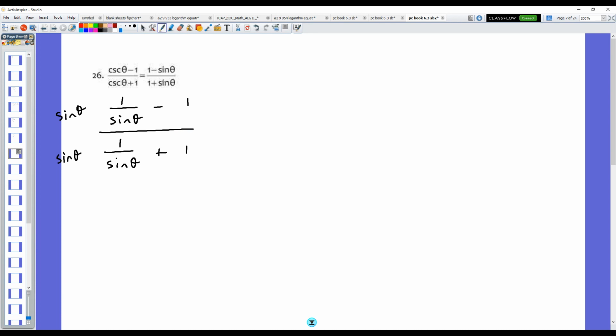Sine times the fraction with 1 over sine gives me a 1. Sine times the negative 1 gives me negative sine. Sine times the fraction 1 over sine gives me a 1. And then sine times the 1. And that problem was very quick.